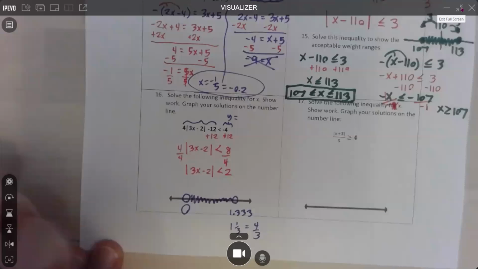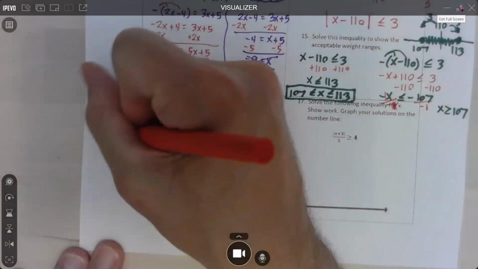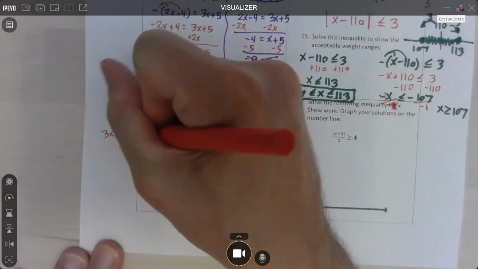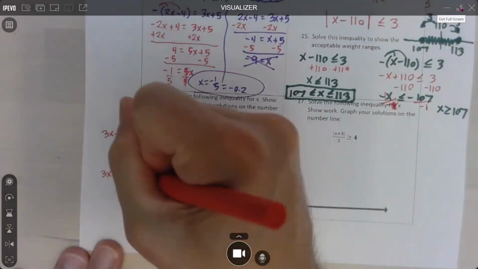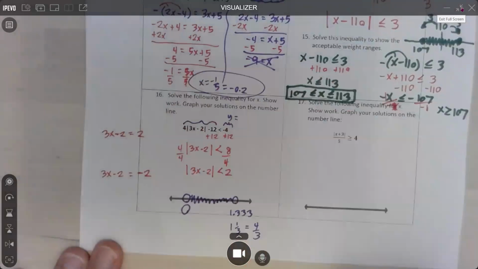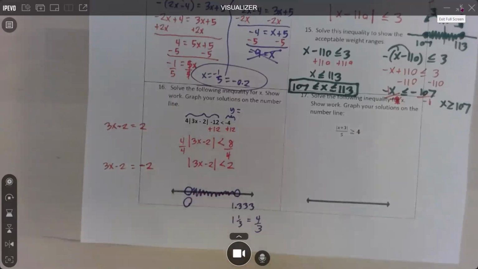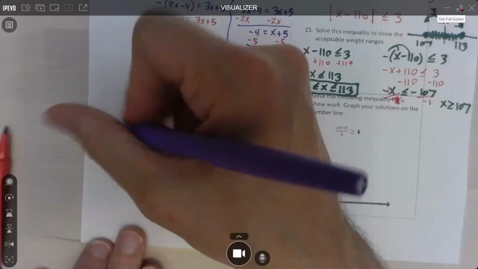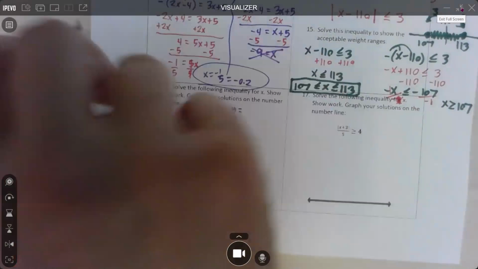And if the inequality symbol is kind of bothering you at that point, if you want to treat it like equations, you can just say 3x minus 2 equals 2, and 3x minus 2 equals negative 2. And don't worry too much about the shading since you know where it's supposed to be shading here anyway between those. So in this case here, I'm going to add the 2 to both sides. That's going to give me 4. So 3x equals 4.